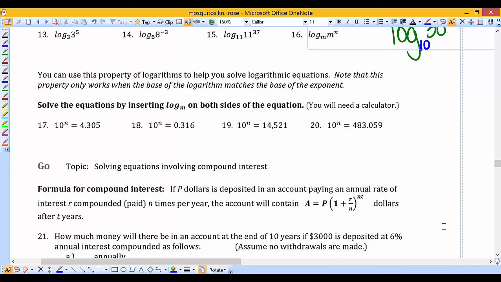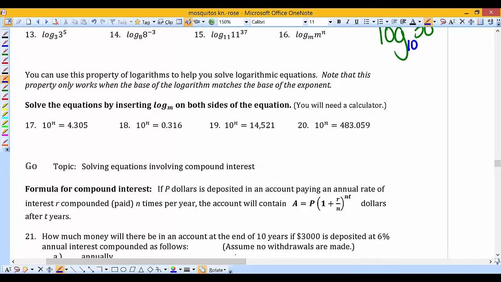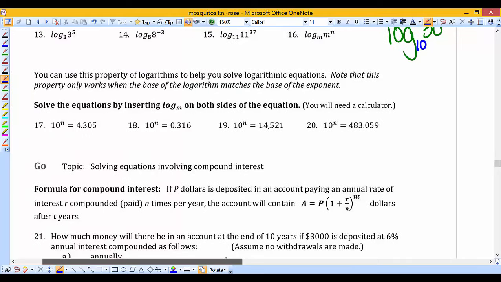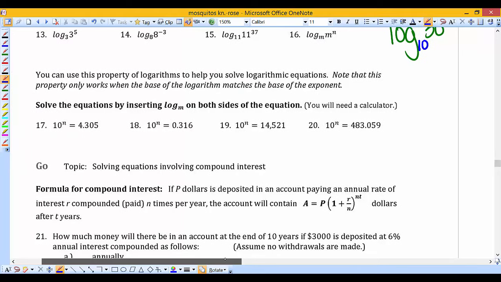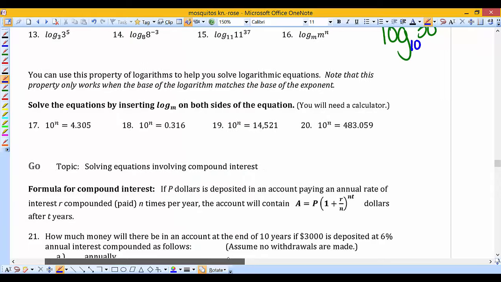Okay, so I love this property. Normally, what we would want to do is look and see if I can rewrite the 10 and the 4.305 with the same base. But given that I have a 10 and there's not a 10, 100, 1,000, 10,000, I cannot rewrite these. So there's a little trick with logs. And I'm going to do an example off to the side. Actually, I'll go ahead and do number 17 for you guys.